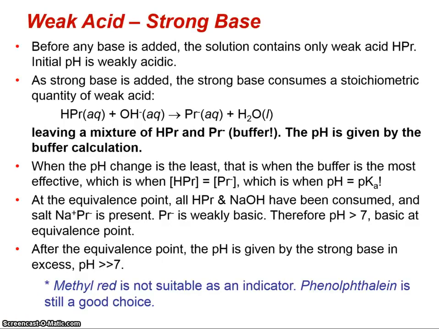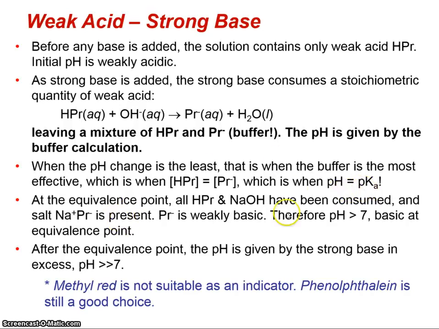Where the pH change is the least, that is when the buffer is the most effective, is when the concentration of the conjugate acid and the conjugate base are the same. That gives me pH equals pKa plus the log of this over this, which will be the same amount, so the log of x over x is the log of 1, and pH will equal pKa.